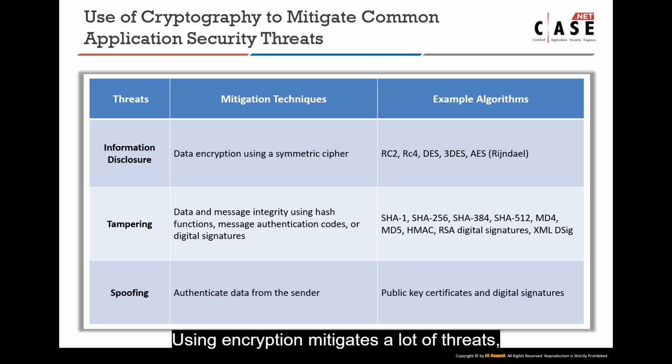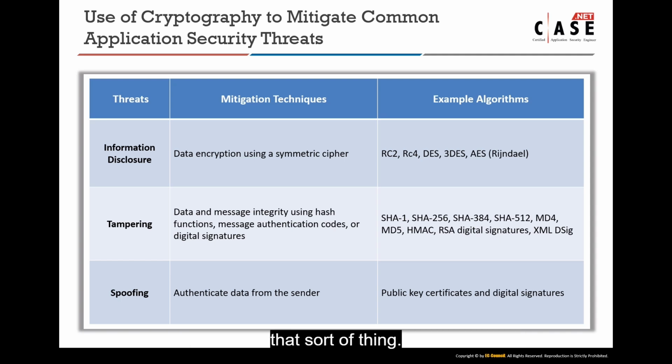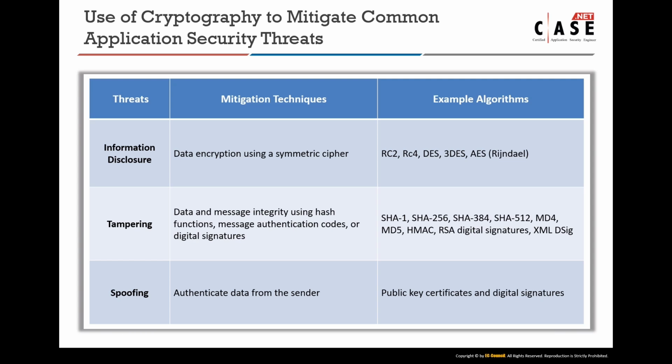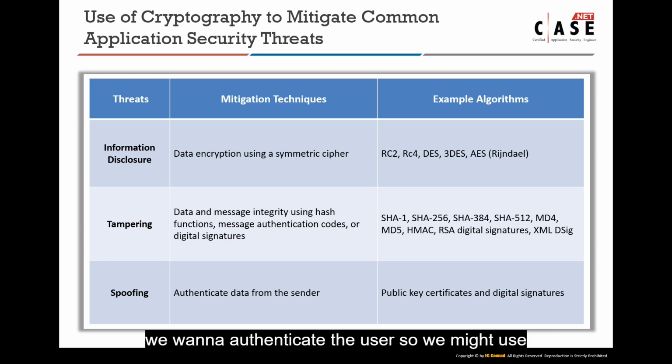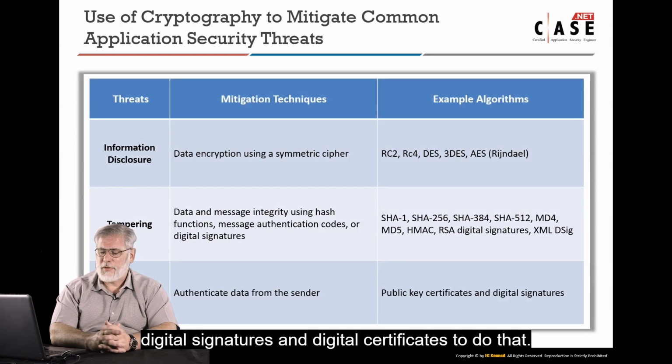Using encryption mitigates a lot of threats. For example, information disclosure. We don't want information to be disclosed to other parties. So we encrypt data in transit, we encrypt data at rest, that sort of thing. We don't want data to be tampered with. So we're going to use things like message authentication codes, hash message authentication codes, hashing algorithms, digital signatures, and similar ideas. We want to prevent spoofing. We want to authenticate the user. So we might use digital signatures and digital certificates to do that.